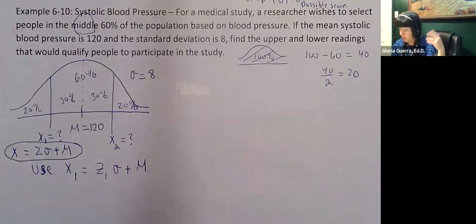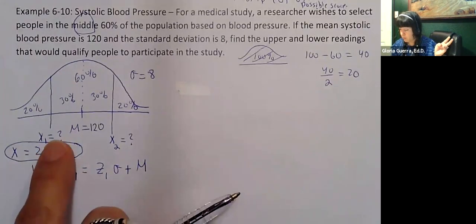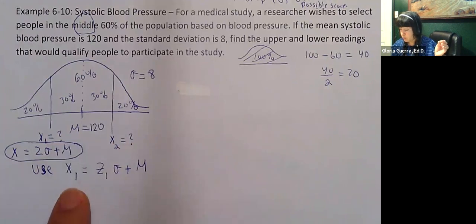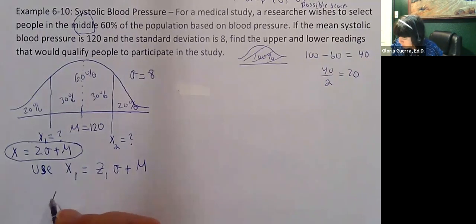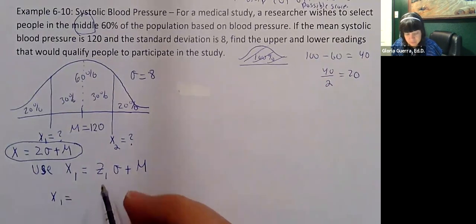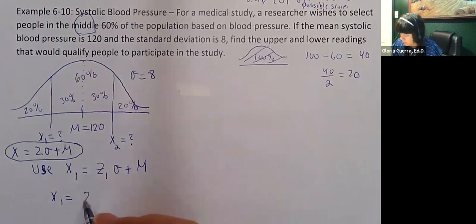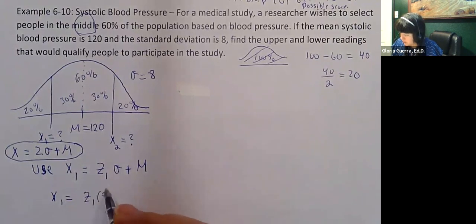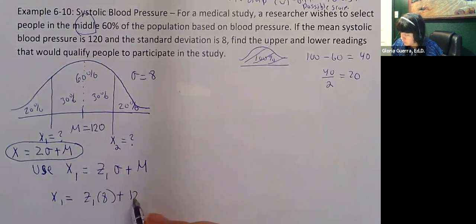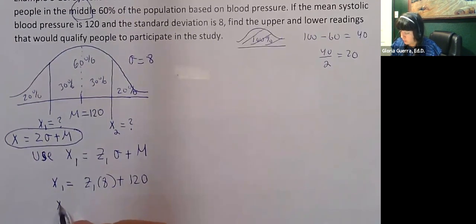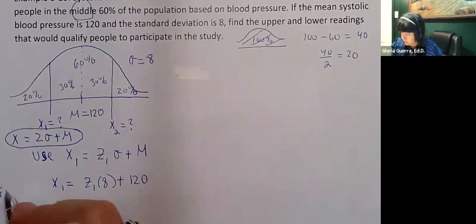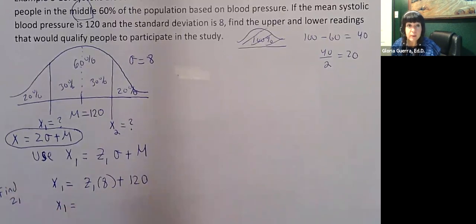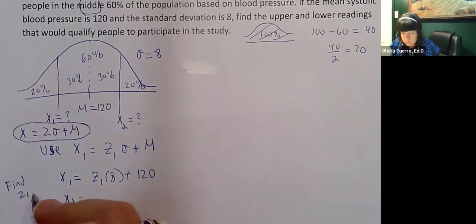But I have two of them. I have to find both of them. So I have to find x1. I put little subscripts of 1 here. And x1 is equal to, so I don't know what z is. I've got to find z. But I do know sigma is 8 and I do know mu is 120, right? Okay, but I've got to find z1.